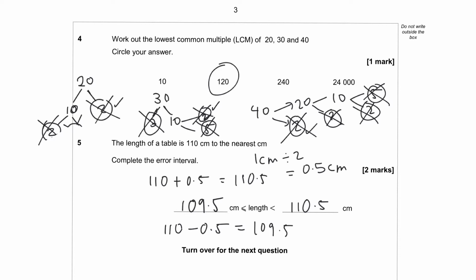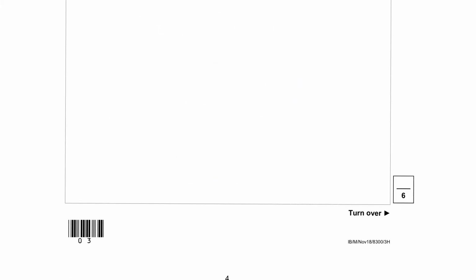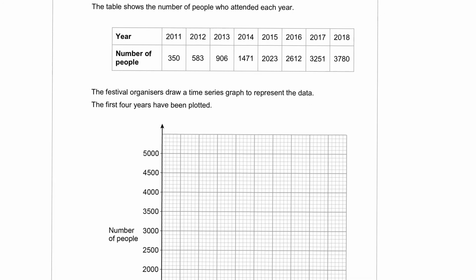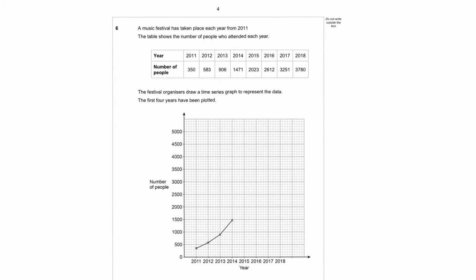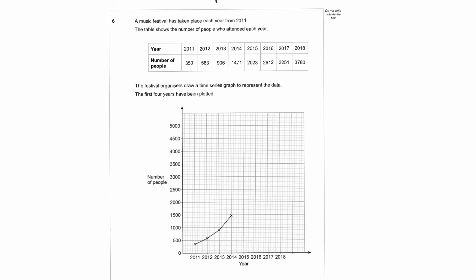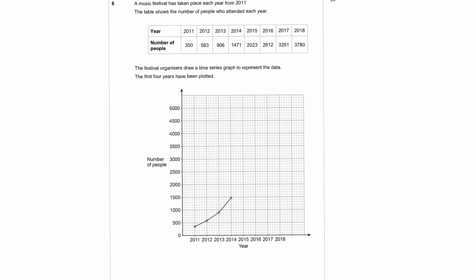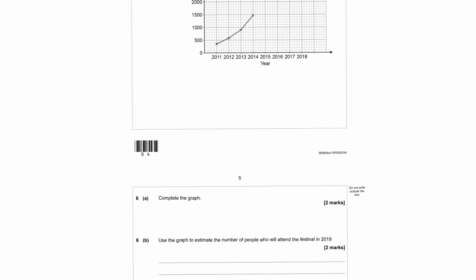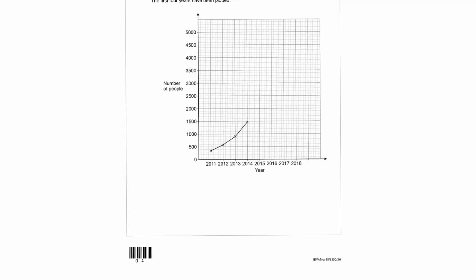Okay, so moving on to question 6. I'm going to zoom out so you can clearly see the question. So it says a music festival has taken place each year from 2011, and it says the table shows the number of people who attended each year. So it shows number of people attended between 2011 and 2018. So it now shows that the first 4 years have been plotted, and I'm guessing they're going to want us to complete it. But let's see what it says. Yeah, I thought as much. Part A says literally complete the table, so we will do that.